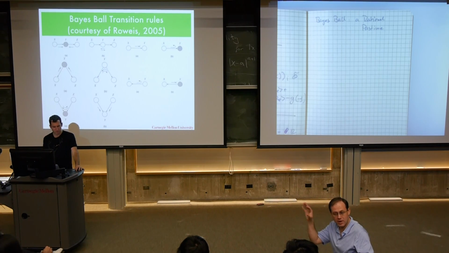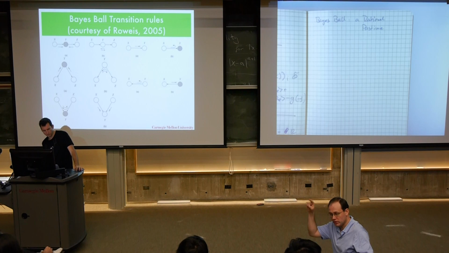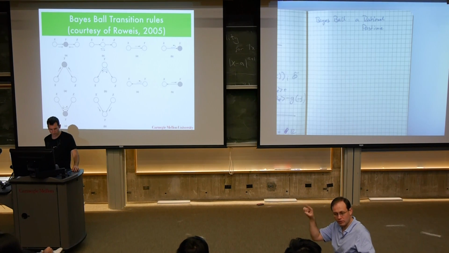And so if you're worried about other nodes in the graphical model, you just need to check whatever you think the active path is, and check that every node along that path is active according to these rules.